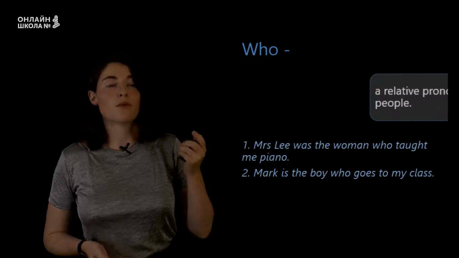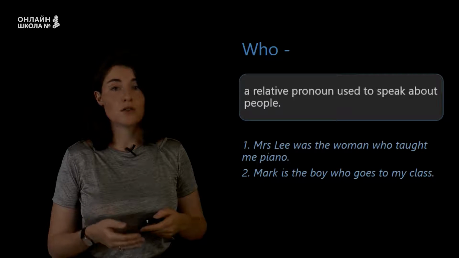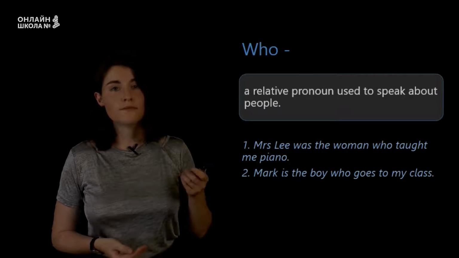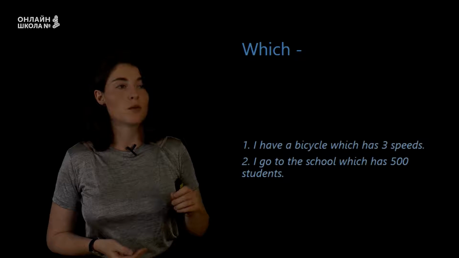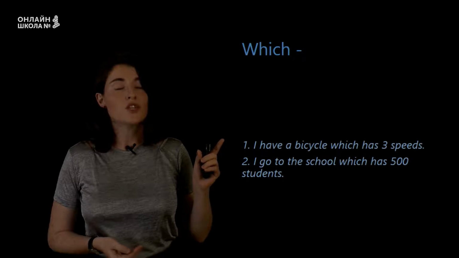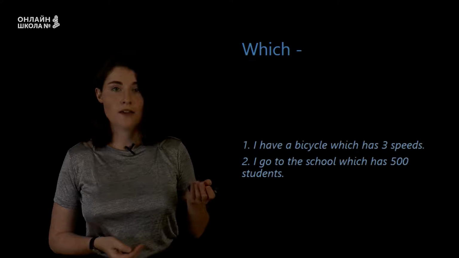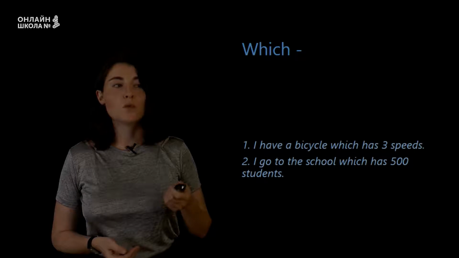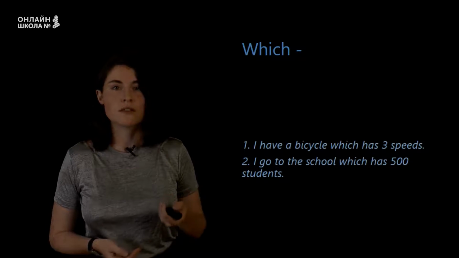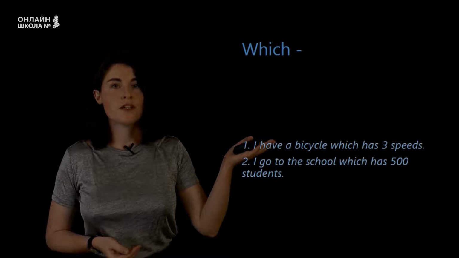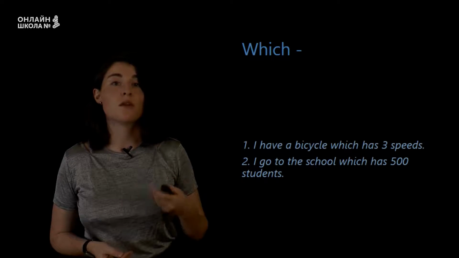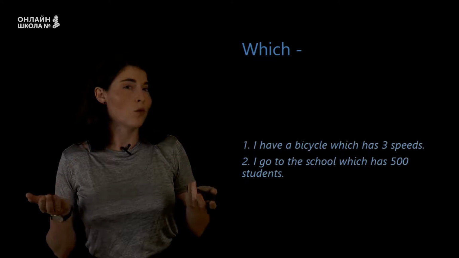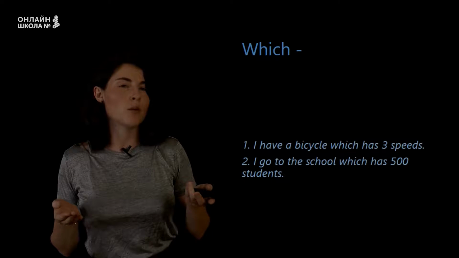So, we use the pronoun who when we speak about people. Next relative pronoun is which. Let's look at the examples. I have a bicycle which has 3 speeds, and I go to the school which has 300 students. So, in the first sentence we are speaking about a bicycle, and in the second sentence we are speaking about a school. What do these words have in common?